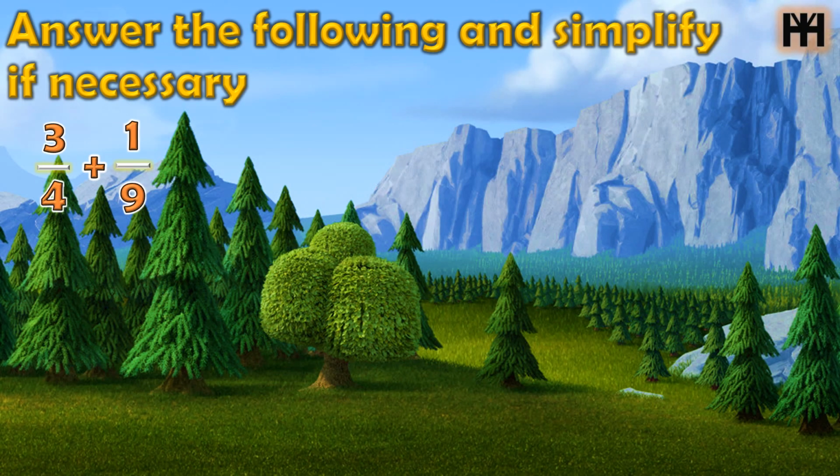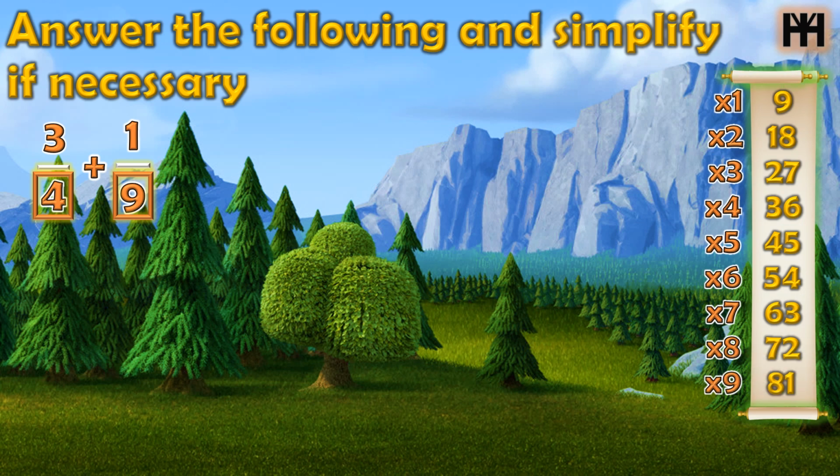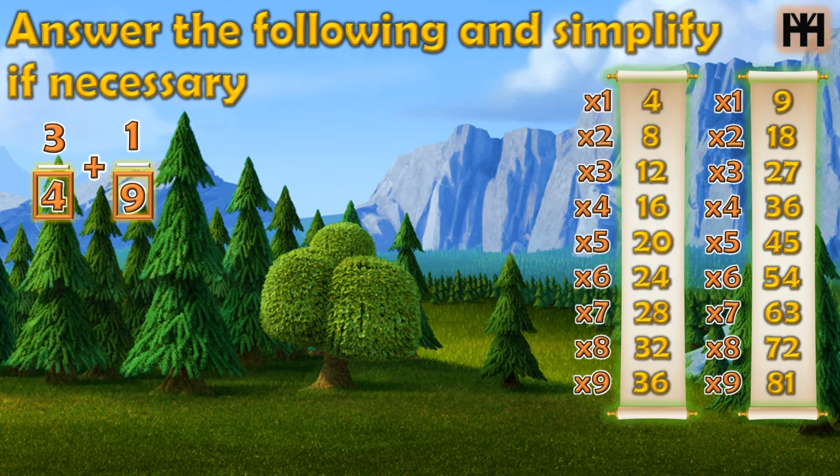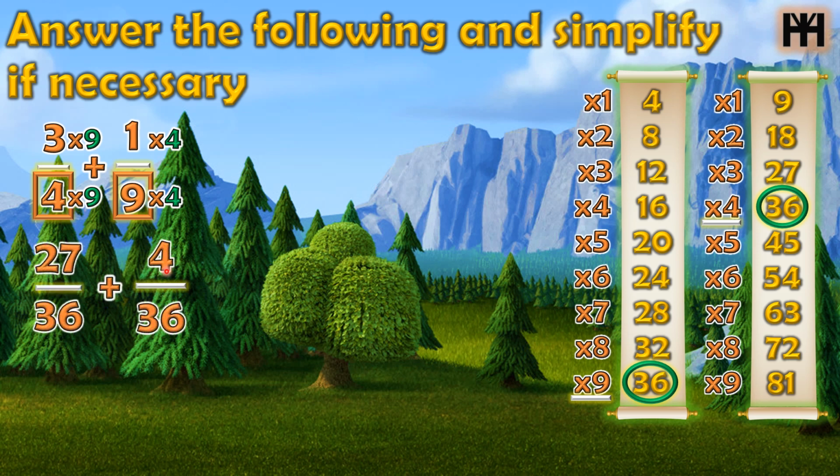Let's see here. 3 over 4 plus 1 over 9. Let's see the LCM between 4 and 9. Okay, this is for 9 and this is for 4. Let's see the LCM. It's 36. So for 9 we must multiply it by 4, and for 4 we must multiply it by 9 to make them 36. Okay, let's multiply them by 9 up and down. Okay, and rewrite them. So it's 27 over 36 plus 4 over 36.